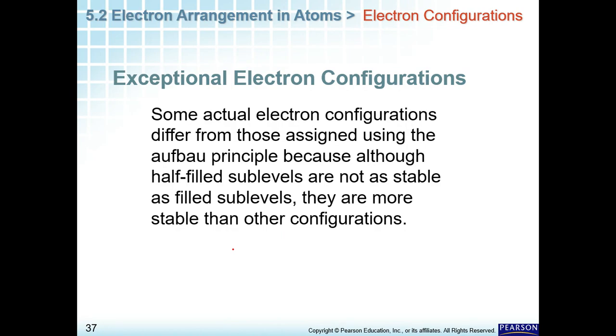So the whole reason some elements violate Aufbau's principle has to do with stability. This is the key word. We want atoms to be as stable as possible. That way we don't get things like nuclear reaction spills. So it all comes down, again, to stability.